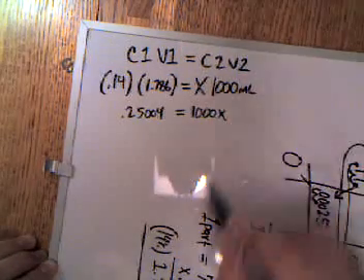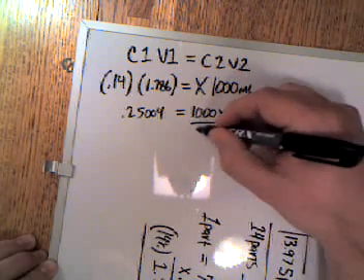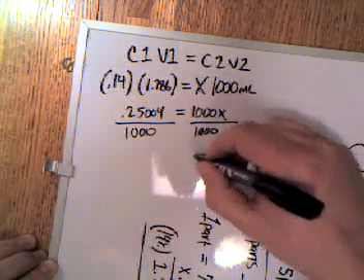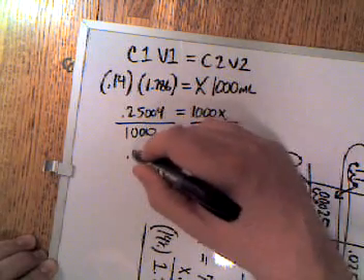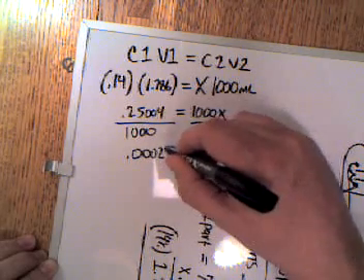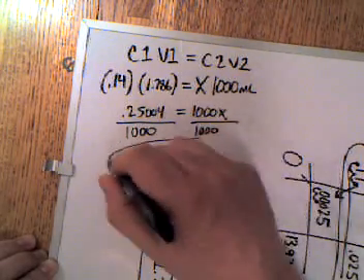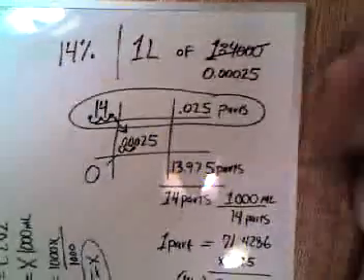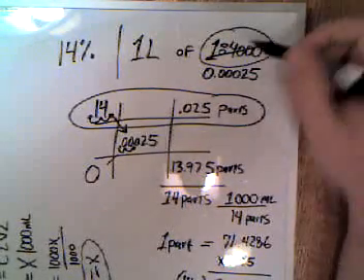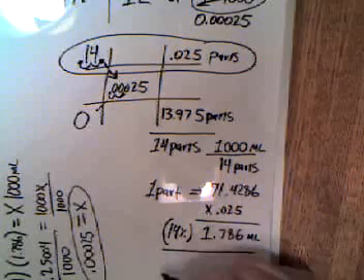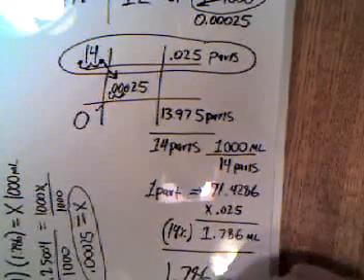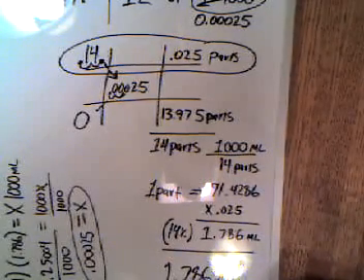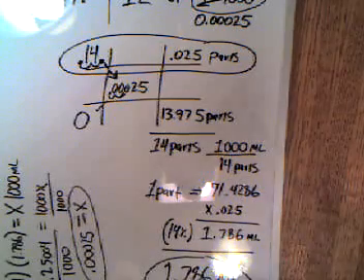1,000x. So from there, you would isolate x by dividing each side by 1,000. And then what you get is x equals 0.00025. And so 0.00025 is the same as 1 in 4,000, and so it all checks out. So our answer is 1.786 milliliters of the 14% is what we need in order to make our desired solution.